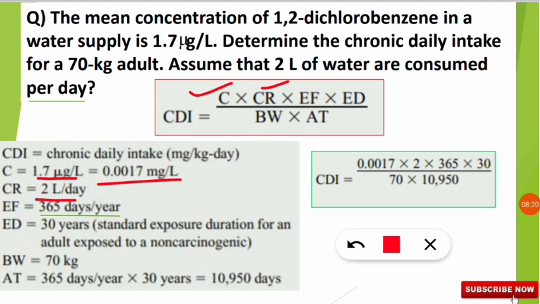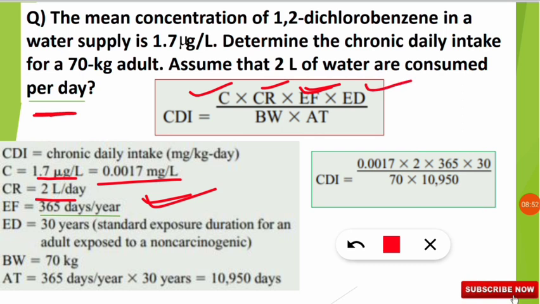Next is EF, the exposure frequency, meaning how many days per year the person is consuming the water. As it is given per day, we take the exposure frequency as 365 days per year, because every day he is drinking water. Somewhere it may be given that the person drinks on 2 or 3 days only, in rare cases. In that case you have to calculate how much it will be per year.